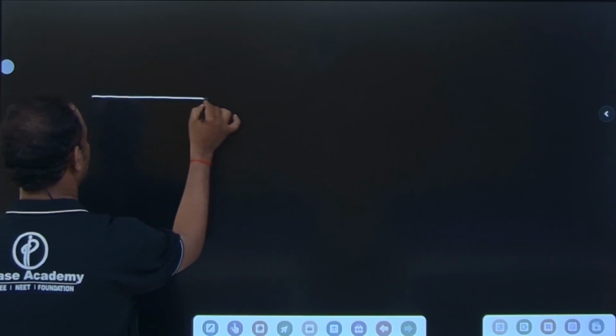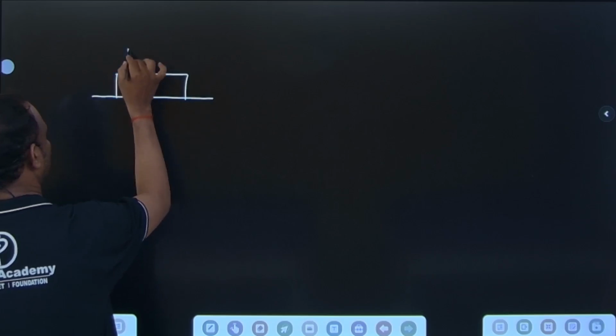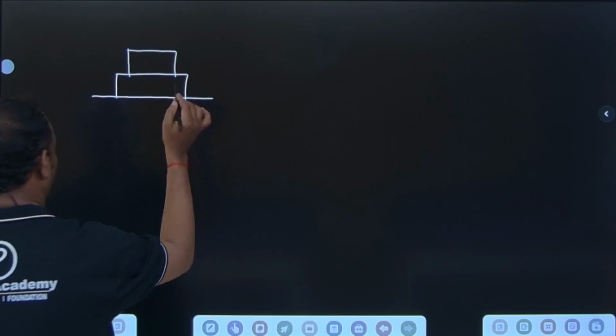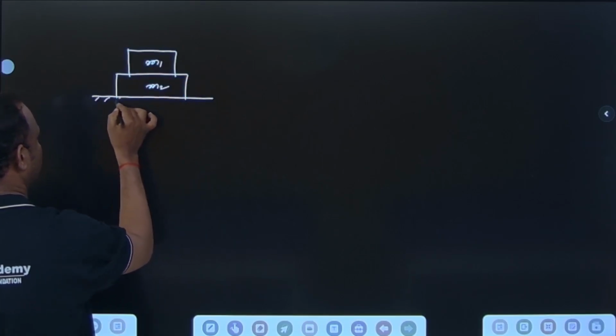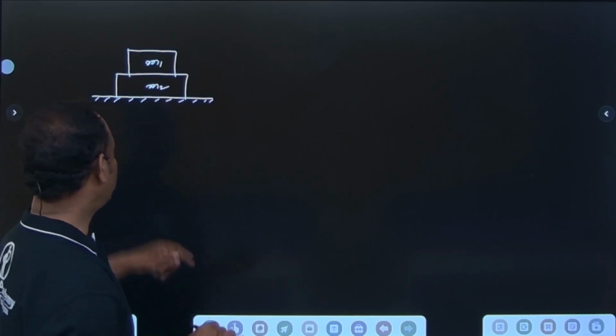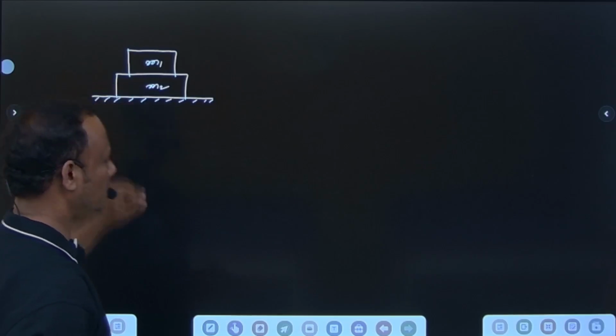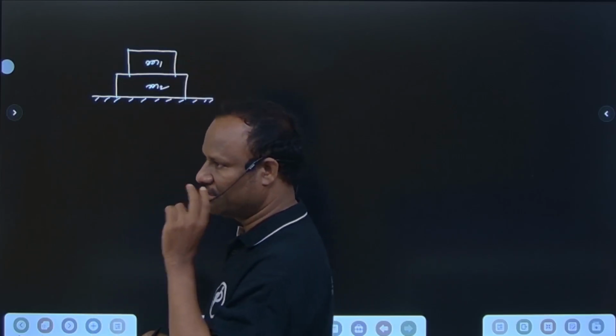I'm taking one more example. Here a horizontal surface is taken, and two blocks are considered. The upper block I have taken as m1, and the next one is m2. This is the horizontal surface. He may ask us what is the normal reaction between m2 and the ground, or what is the force between m1 and m2.